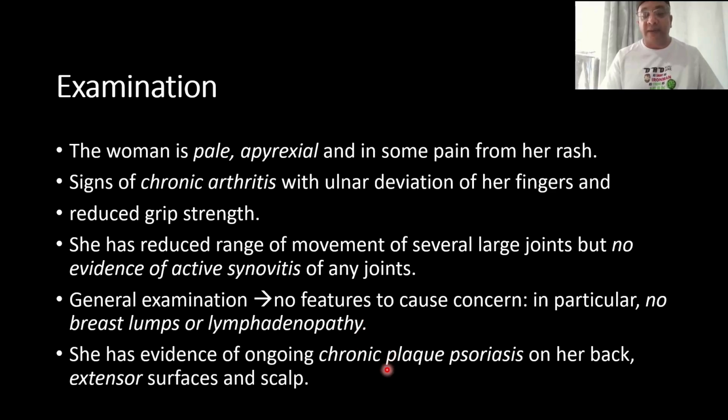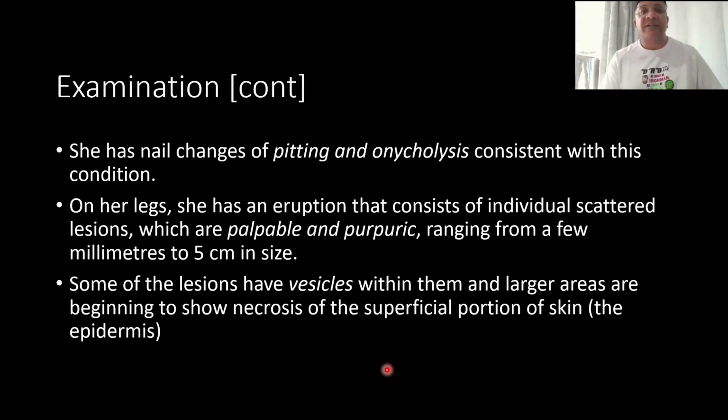Just evidence of ongoing chronic plaque psoriasis on her back and the extensor surfaces and the scalp, which is where psoriasis normally causes affectation, right? She has nail changes of pitting and onycholysis, consistent with her condition. What are the nail changes of psoriasis, guys? Pitting, hyperkeratosis, onycholysis, ridging, and discoloration.